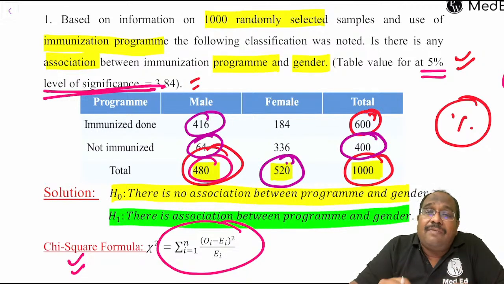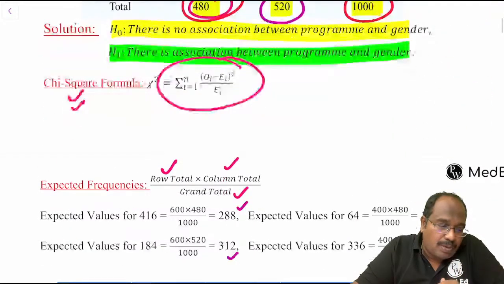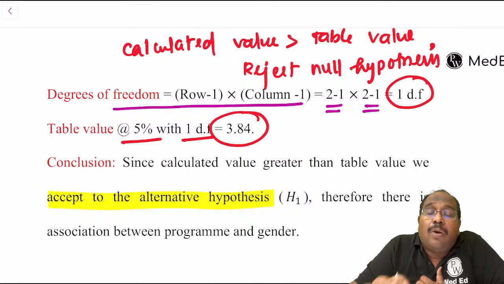Then we have to go for the degree of freedom. What is the formula for degree of freedom? Column minus 1 multiplied by row minus 1. Okay, the value we have calculated, is it greater than the table value? What is the table value? Table value is already fixed. Chi-square table value for 1 degree of freedom is 3.84.